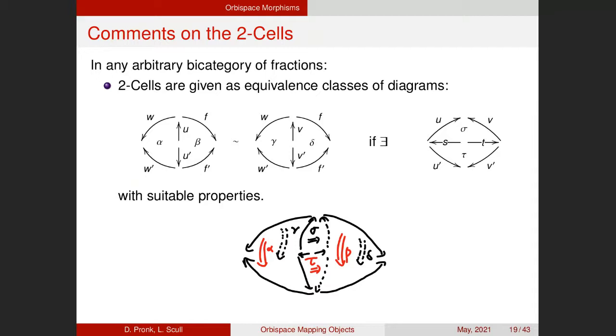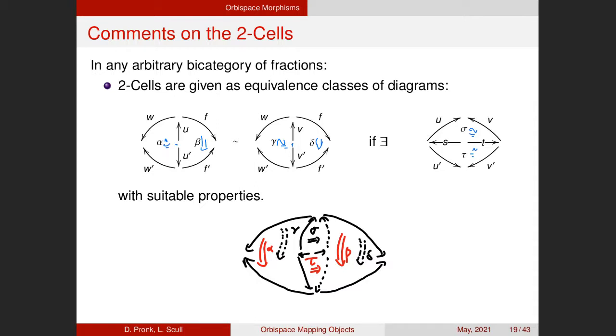So normally in a bicategory of fractions, two cells are given as equivalence classes of diagrams, as I had said. So here is my isomorphism, and here's an isomorphism. These are just going down. And so they're equivalent if I can find an S and a T that connects the center objects there in the two diagrams. Sigma and tau are isomorphisms, and such that if I would make this into a very lovely three-dimensional diagram, each one of the chambers in this diagram would commute, which really means that if I compose, I think, sigma with gamma and alpha with tau, that I would get the same result. And if I compose sigma with delta and beta with tau, I would also get the same result.